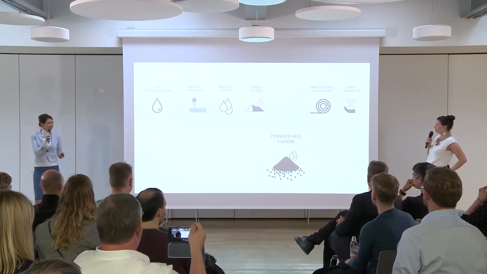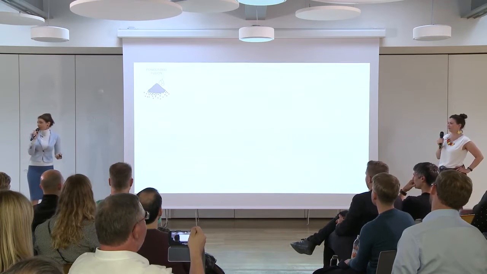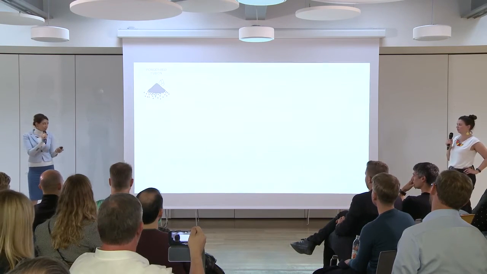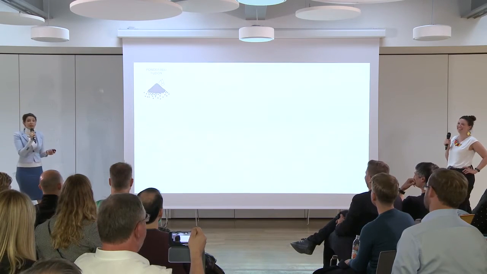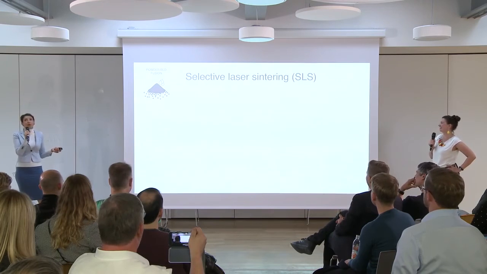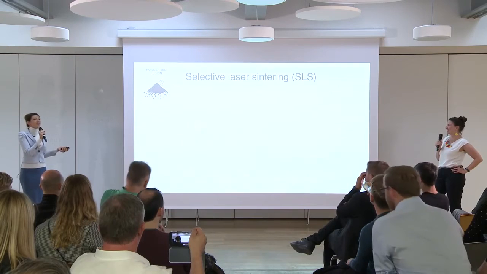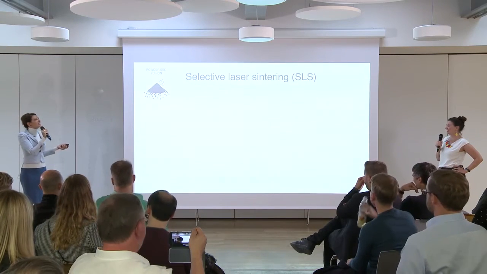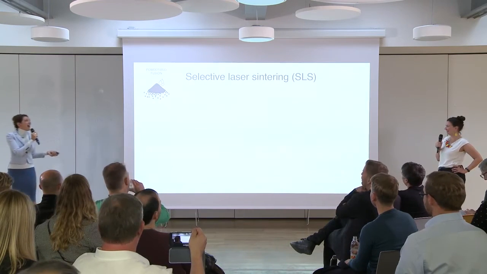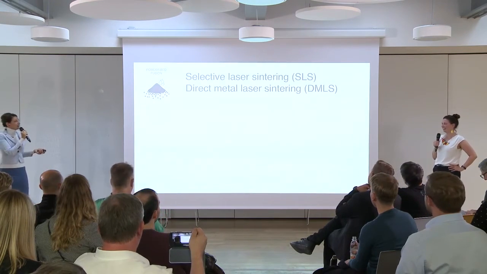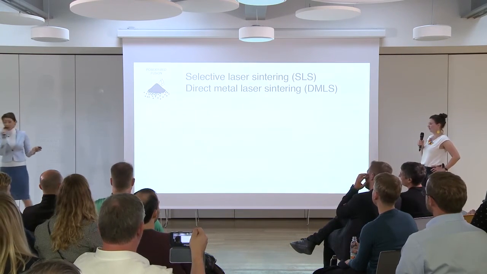All right, and now we're going to talk about powder bed fusion. What is that? Exciting stuff. Powder bed fusion is a method where you use lasers to fuse metal powder together, or metal or plastics. If you use it with plastics, it's called selective laser sintering. And if it's metal, then it's direct metal laser sintering. There are some others, but I can't pronounce them, and we're not going to get into it tonight.